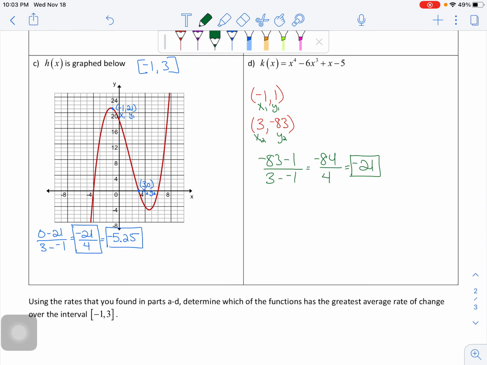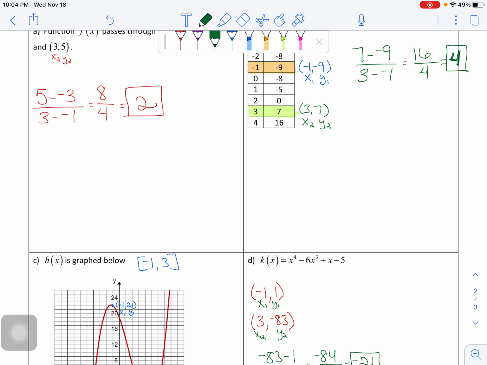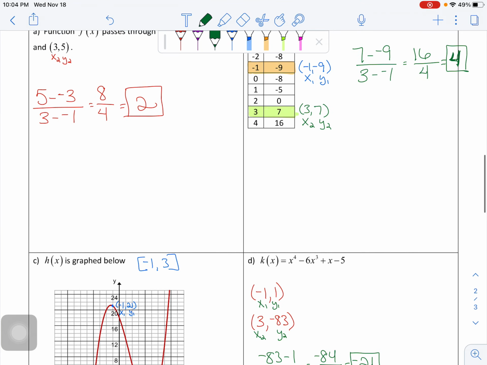Now, I also put in the same question at the end of problem number 2 that I put in at the end of problem number 1. So I want to take a quick look. Using the rates that you found in A through D, determine which of the functions has the greatest average rate of change over the interval -1 to 3. Now, you'll notice some of these numbers are positive, some of them are negative. Remember, ignore the positives and negatives and just look at the number itself.